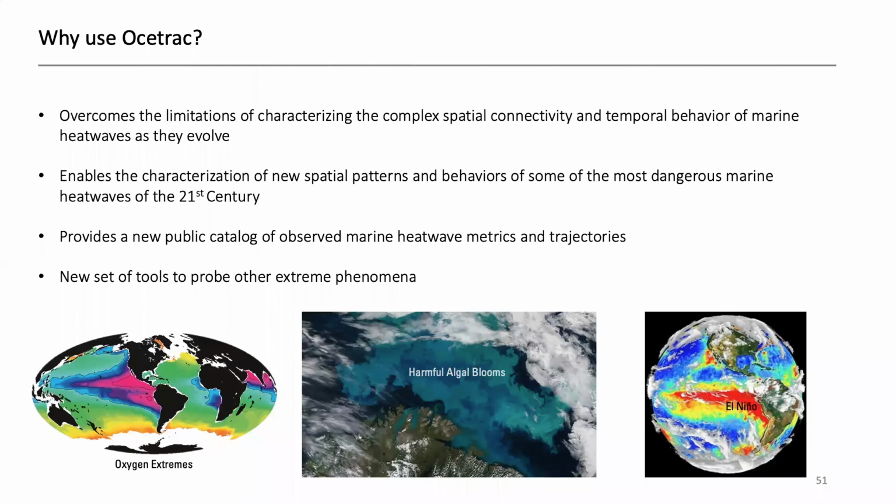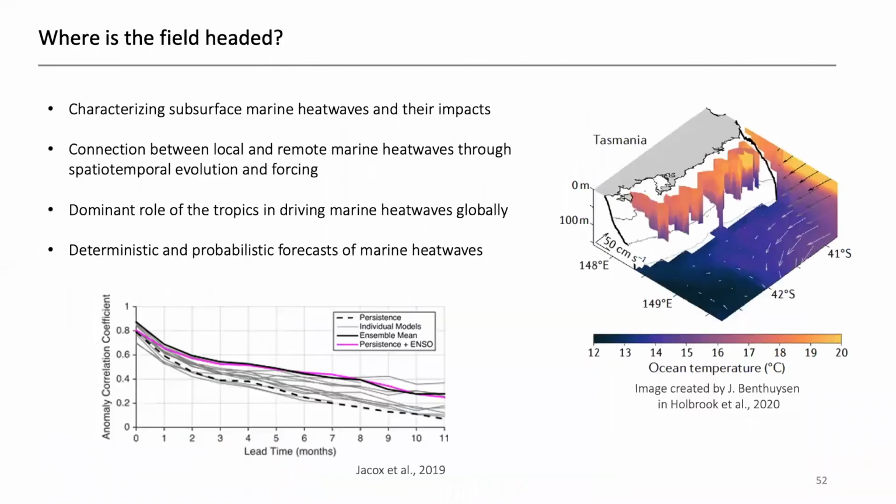Most importantly, Oceanography provides a new public data catalog of observed marine heat wave metrics and trajectories. So this is a ripe data set if you want to take in and explore machine learning applications. And it also provides a new set of tools that we can use to probe other extreme phenomena. So for example, you can look at oxygen extremes and how they move around, harmful algal blooms, or even the movement of heat from El Nino. So it's a really exciting product, and we hope to very soon make it publicly available so that other people can start to play with it.